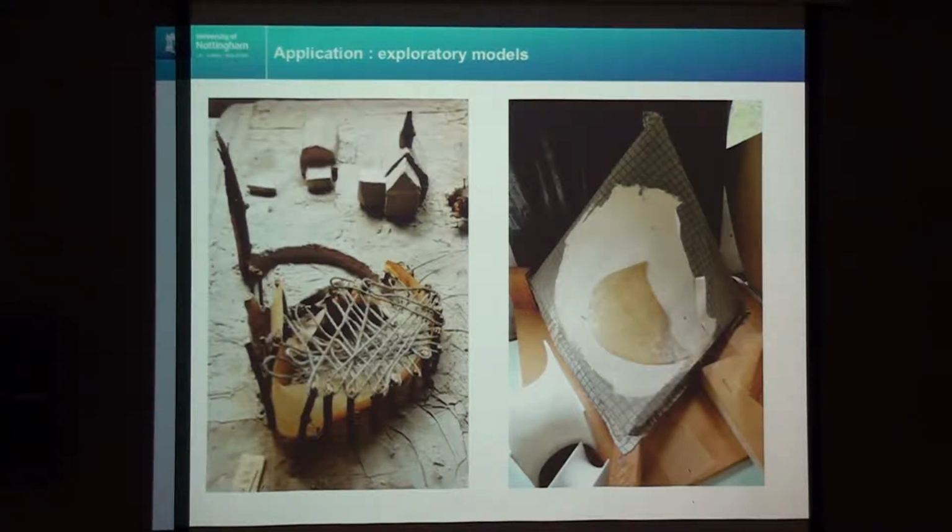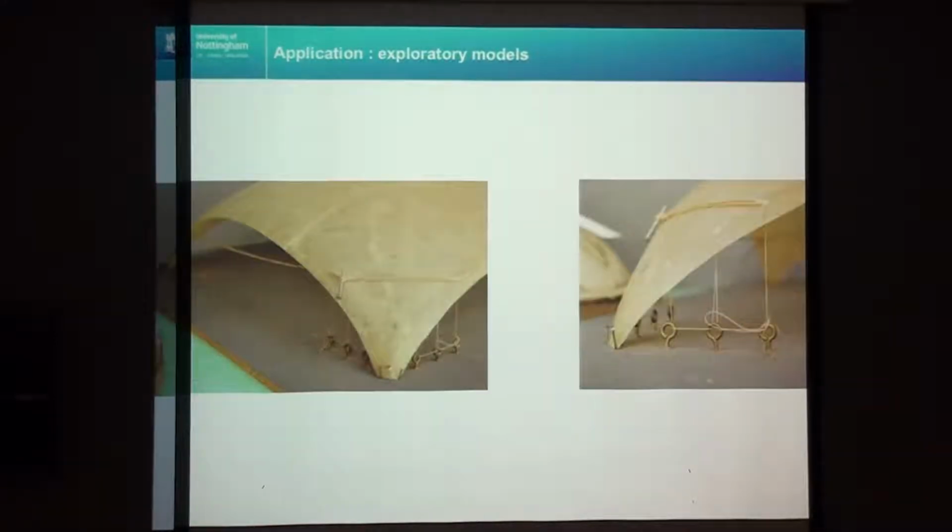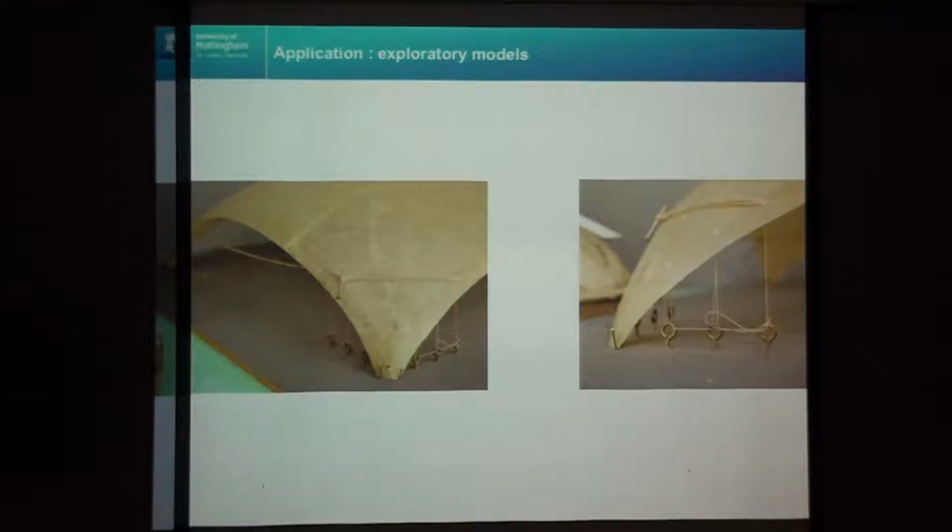So we're using models in the design process in a different way. Exploratory models to work out how the shell works, how you might potentially avoid buckling. You could put a ring beam round here, or you can have some nice tension cables as applied in the Bellinzona shell to prevent buckling of the corner supports.